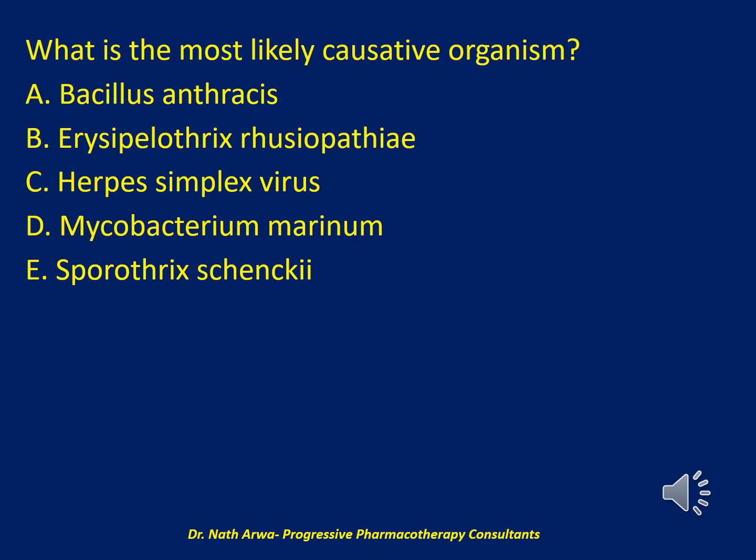So my question to you is, what is the most likely causative organism? Is it A. Bacillus anthracis, or B. Erysipelothrix rhusiopathiae, or C. herpes simplex virus, or D. Mycobacterium marinum, or is it E. Sporothrix schenckii? I will give you 10 seconds to choose the correct answer to this question from the listed options.